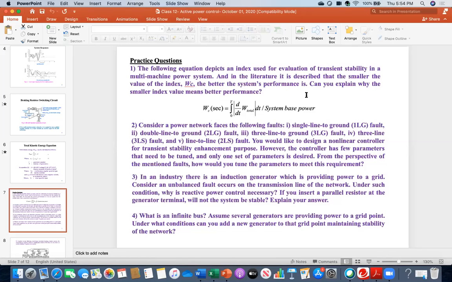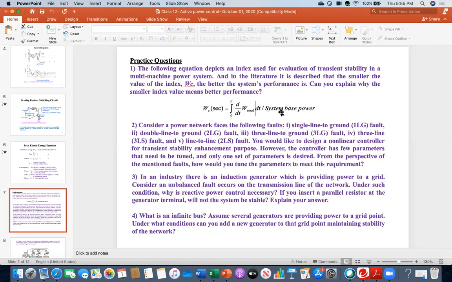May I try? Yes, sure, please. Thank you. I think maybe because when I get high or big power, the system base power is bigger, I will get a small number. So that depends on the value of the power.